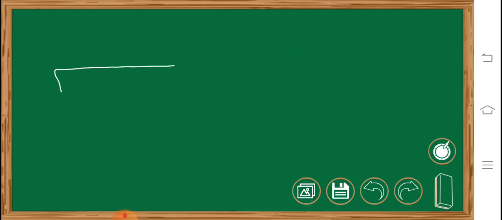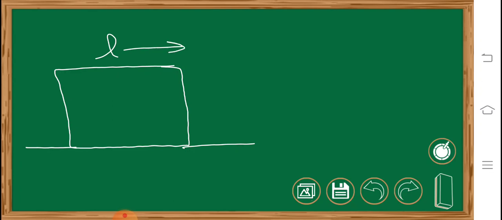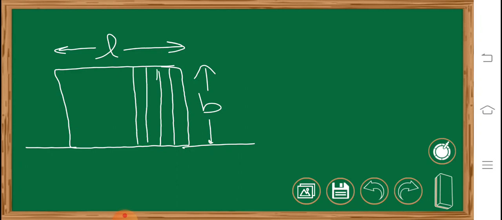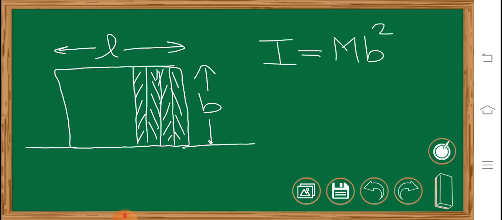If the axis is like this, length is L, breadth is B, and then we will cut the rod like this. So we can see that the axis is passing through the end of all the rods. So the moment of inertia will be m B square upon 3.